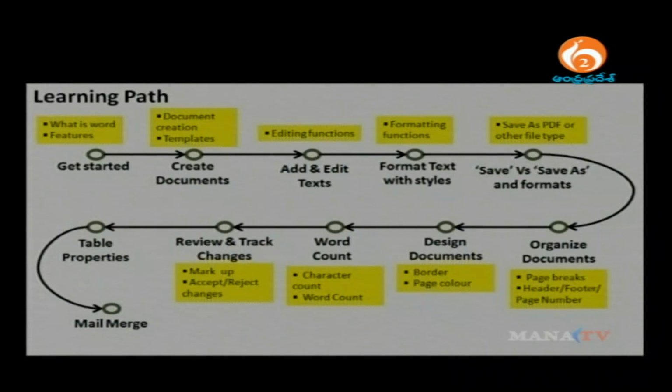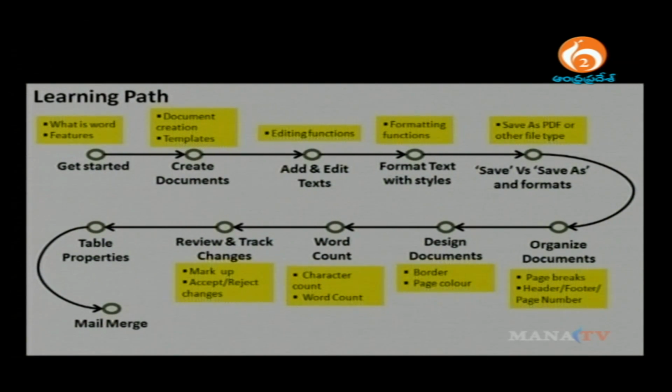We have already finished the first, the second and the third part as well, which is creating documents. To begin with, getting started, what MS Word is all about, how to create a document, and how to add and edit text. These three aspects we have already done. Now we're going to learn about formatting text with styles, and save versus save as into various formats.